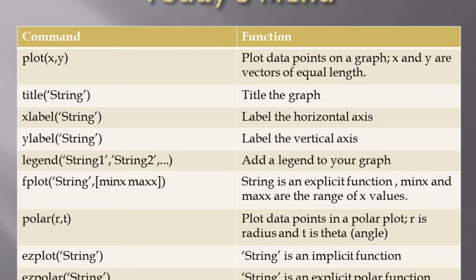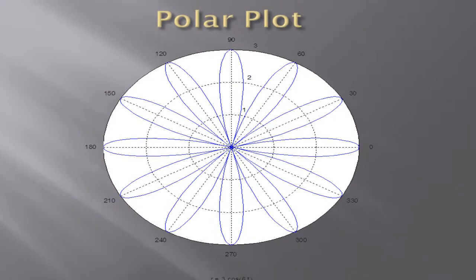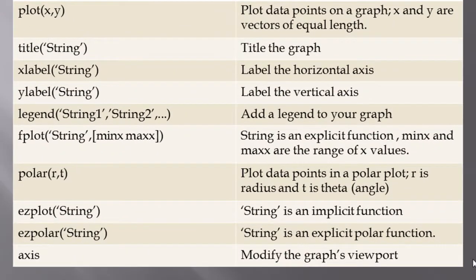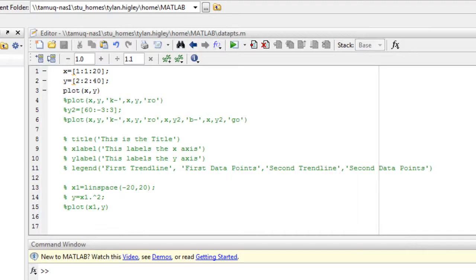Now, there's the fplot command, which plots symbolic functions, and you can also specify the domain with the minimum and maximum x value. And there's also the polar command, which can plot explicit polar functions such as this. Then there's the ezplot and ezpolar commands, which can plot implicit functions and explicit polar functions respectively. Also, the axis command will modify the graph's viewpoint.